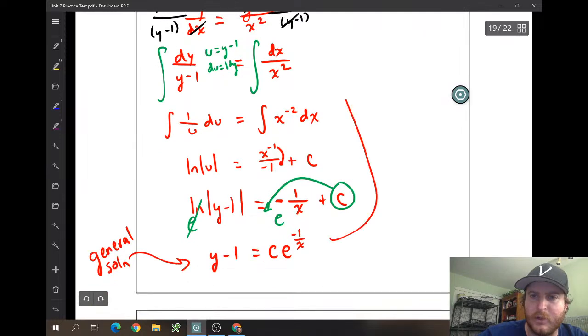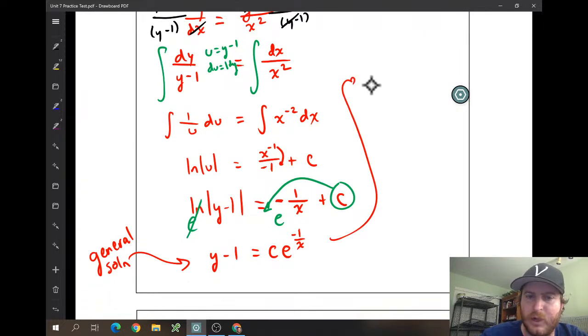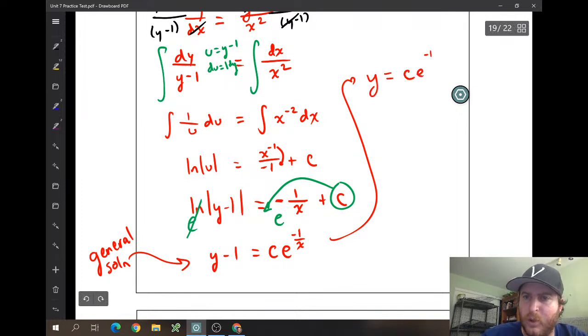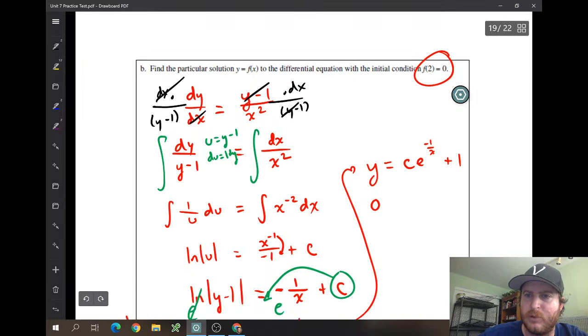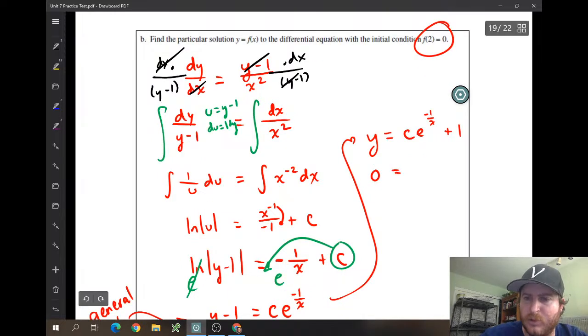I'm going to do that up here. So, oh wait, first add 1 to both sides. Y equals c e to the -1 over x plus 1. Okay, and now I will plug in 0 equals c e to the -1/2 plus 1. Now, before I can isolate for c, I need to subtract 1 and then I can divide.